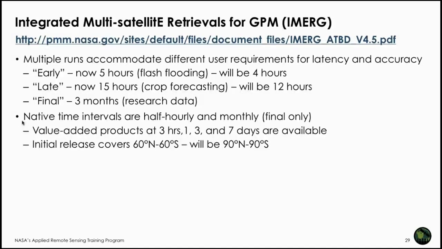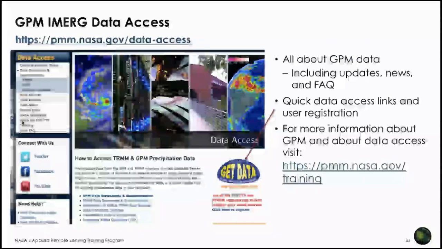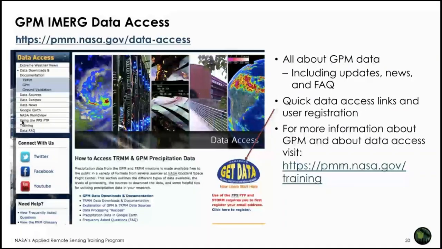All these data are available half hourly and at 1/10 of a degree resolution, and they cover a big chunk of the Earth. So it's good to monitor anywhere you want to use the VIC model, you can use GPM data. So data are available at multiple time steps, but the native resolution is half hour. So it provides good coverage of precipitation systems.